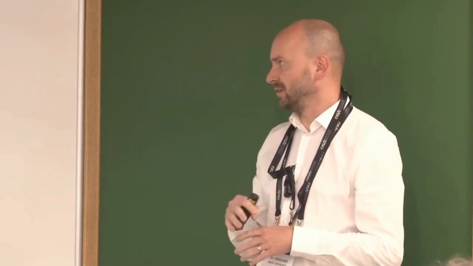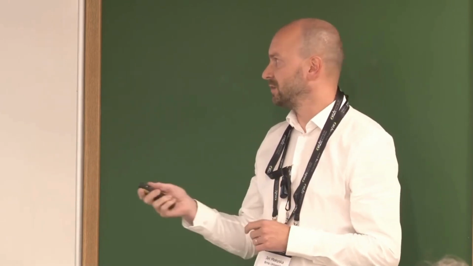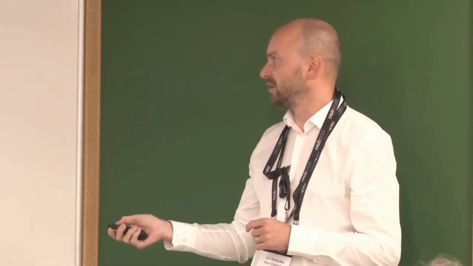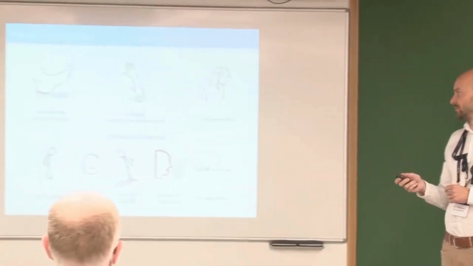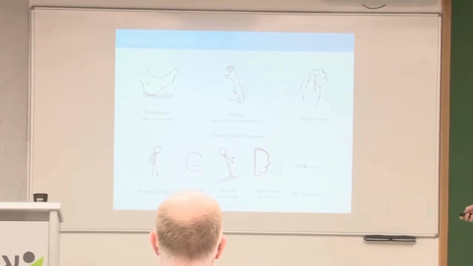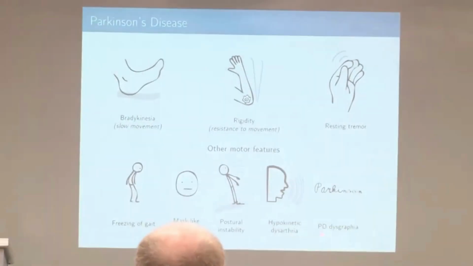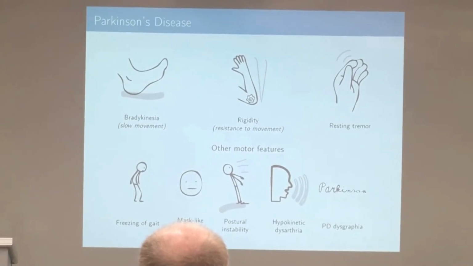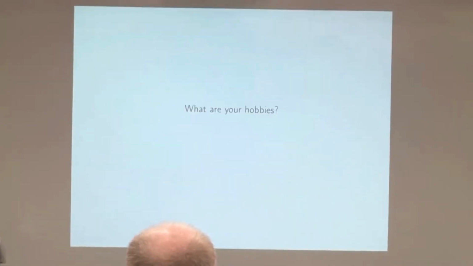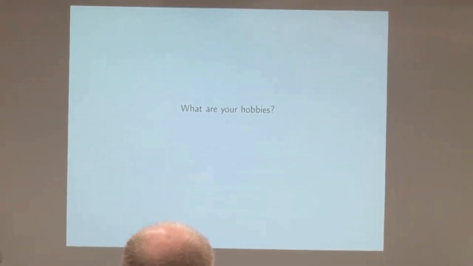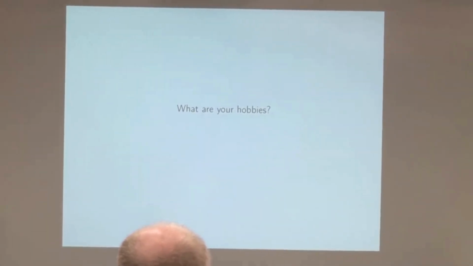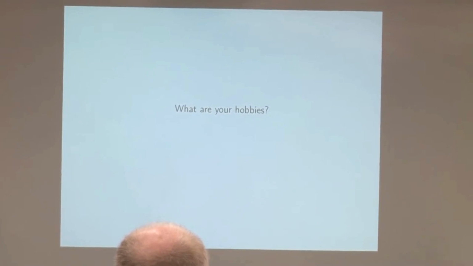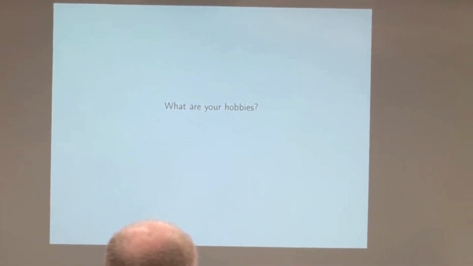The most famous and the most frequent features or symptoms are bradykinesia, rigidity, and resting tremor. But also, in some patients, we can observe some other motor features like freezing of gait, posture instability, Parkinson's disease dysgraphia, and also hypokinetic dysarthria. So hypokinetic dysarthria is a motor speech disorder that is manifested in the field of respiration, phonation, articulation, and prosody.